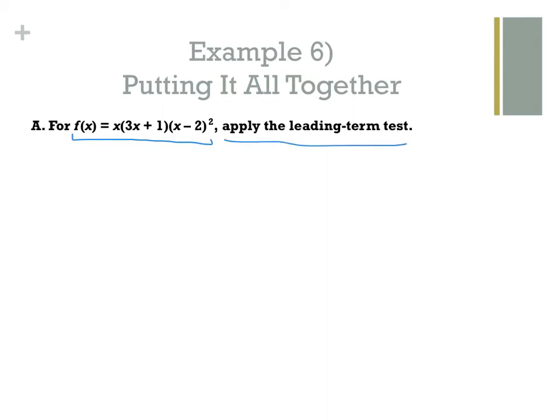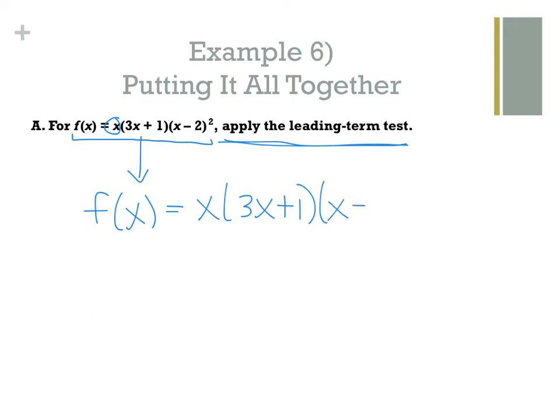When we apply the leading term test, here's the deal. In factored form, we can't apply the leading term test. So we have to take this polynomial, and x is not our leading term, because the polynomial has to be in standard form in order to apply the leading term test. So I'm going to rewrite this polynomial as f of x equals x times 3x plus 1 times x minus 2 times x minus 2.